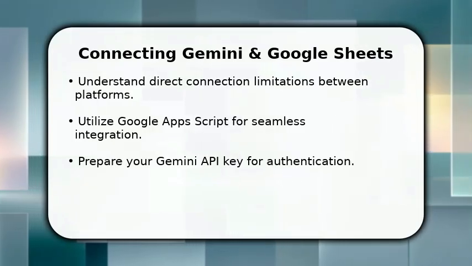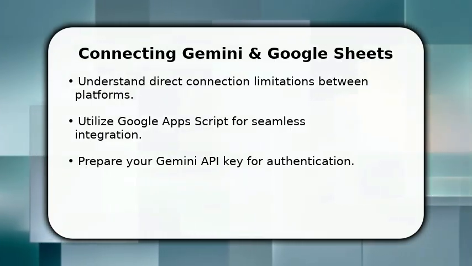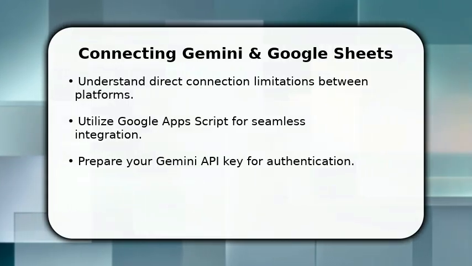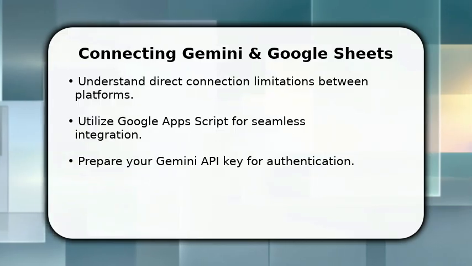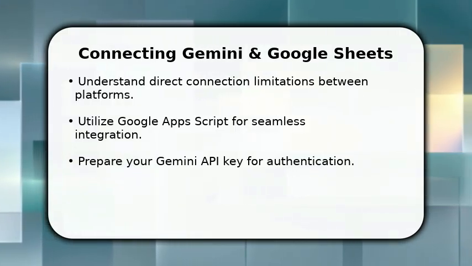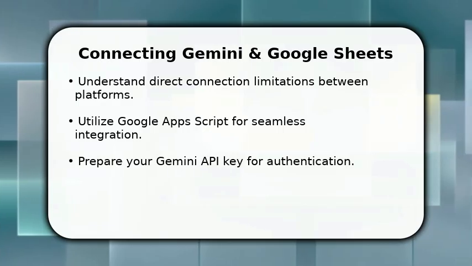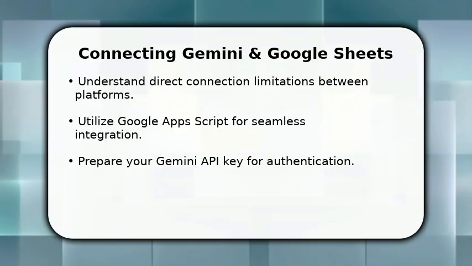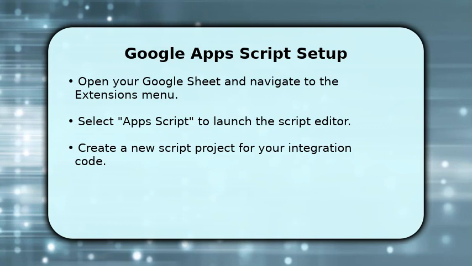In this video, I will explain how to connect Gemini to Google Sheets. While a direct, built-in connector isn't available, we'll leverage Google Apps Script as the bridge. This powerful tool allows you to write custom code that interacts with both services. You'll need your Gemini API key ready to authenticate your requests and ensure secure communication between your spreadsheet and the AI model. To begin, open the Google Sheet you wish to connect.